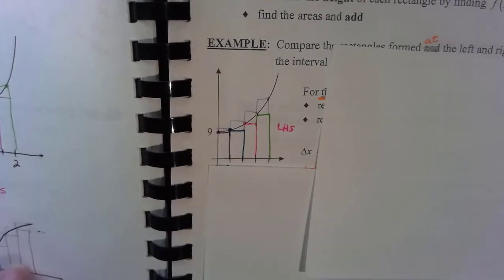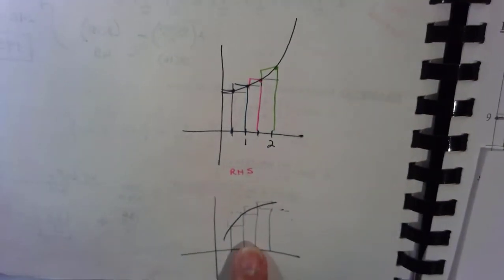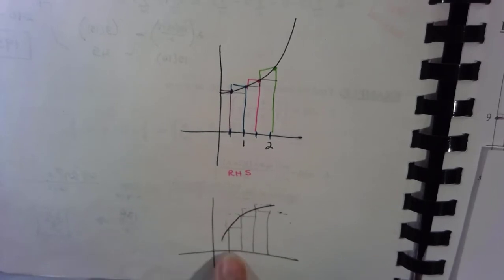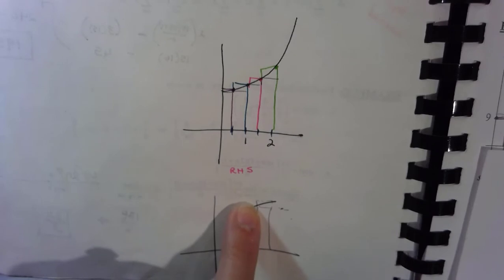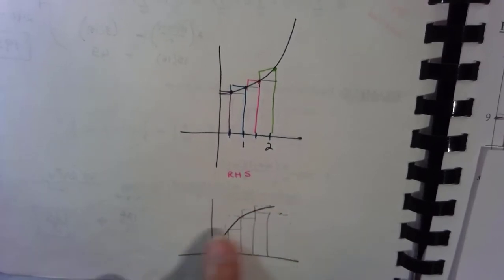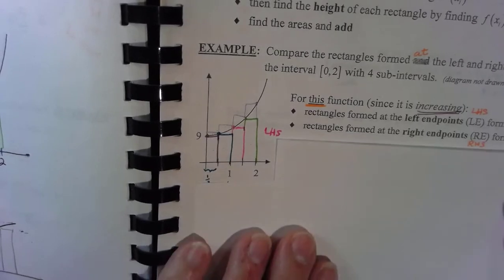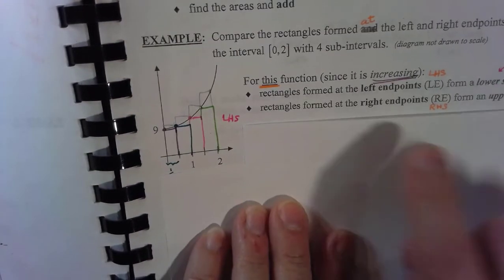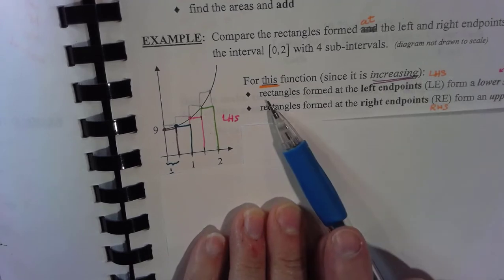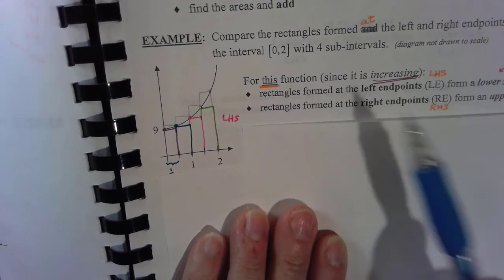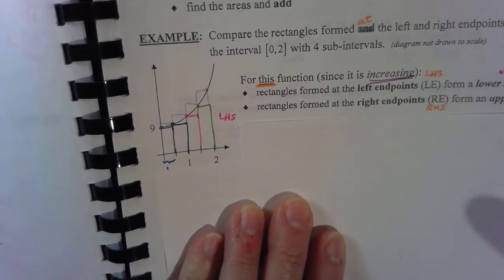And this one, as well as this one, these are left-hand sums, and these under-approximate because look where the endpoint goes on the function: below the curve, on the curve, and the rectangle's below the curve. Left endpoint on the curve, but the rectangle's below the curve. So for this function, since it is increasing, the rectangles formed at the left endpoint, the left-hand sum, will form a lower sum. Notice it is because the function is increasing.